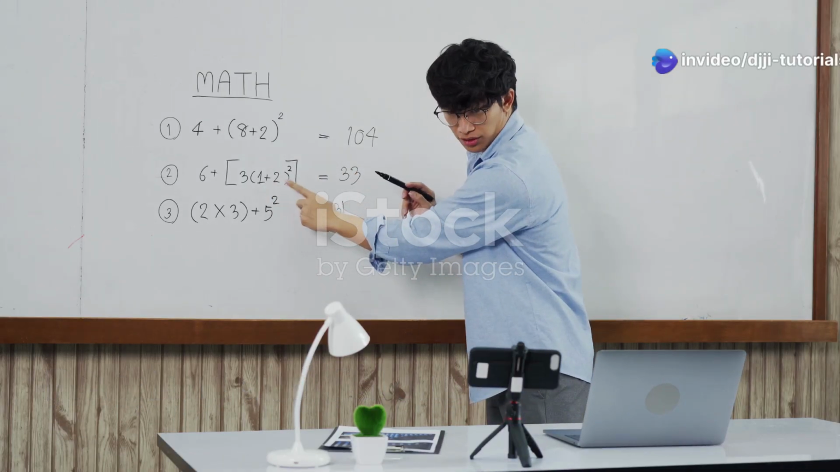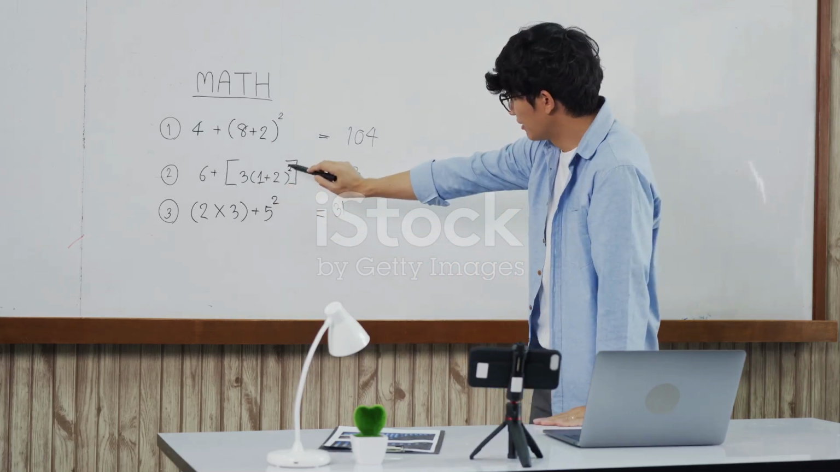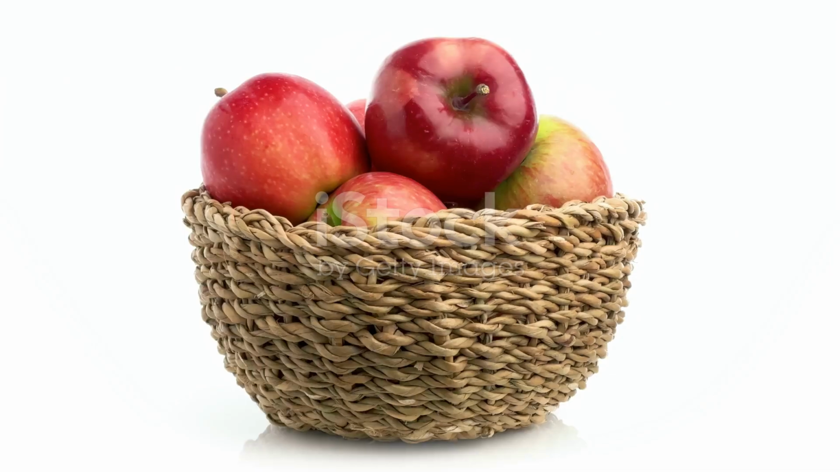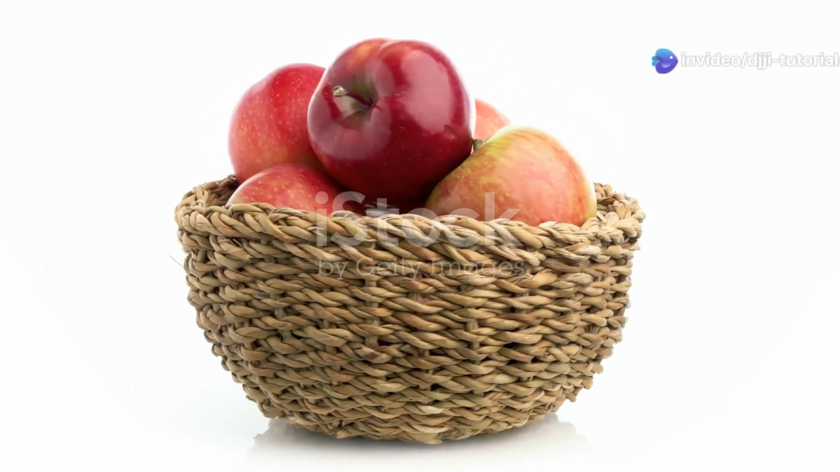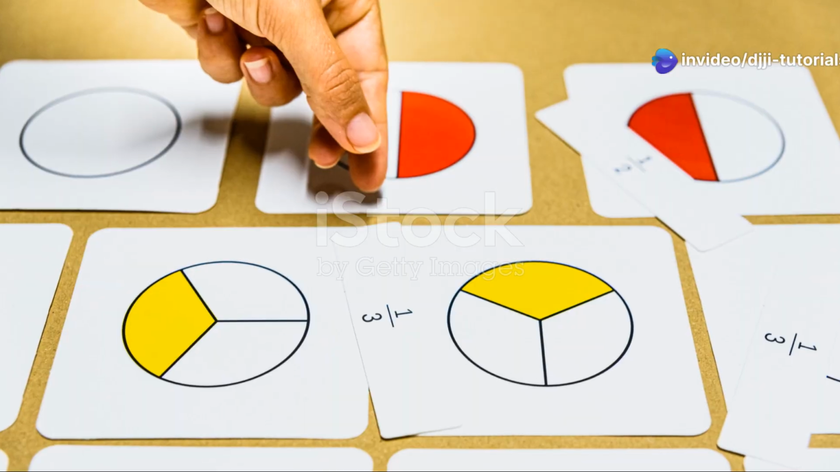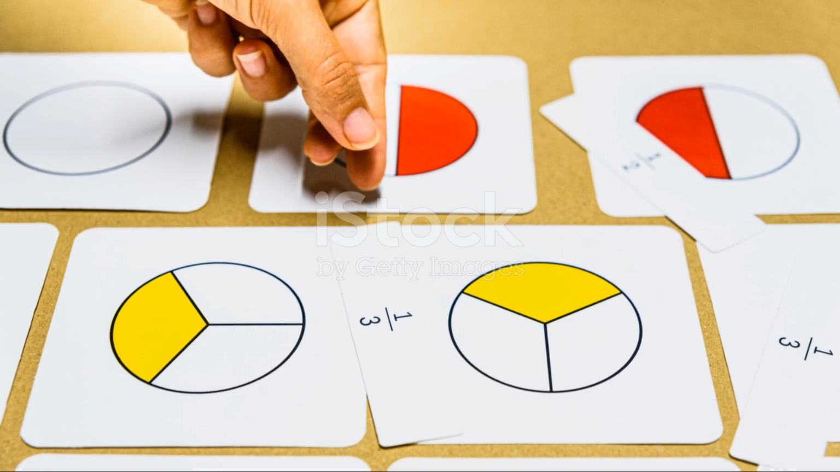There are two common ways to express ratios: as fractions and using colons. Let's revisit our fruit basket example to illustrate both methods. The ratio of apples to oranges, 6 to 4, can be written as the fraction 6/4. This fraction represents the part-to-part relationship between the number of apples and the number of oranges.